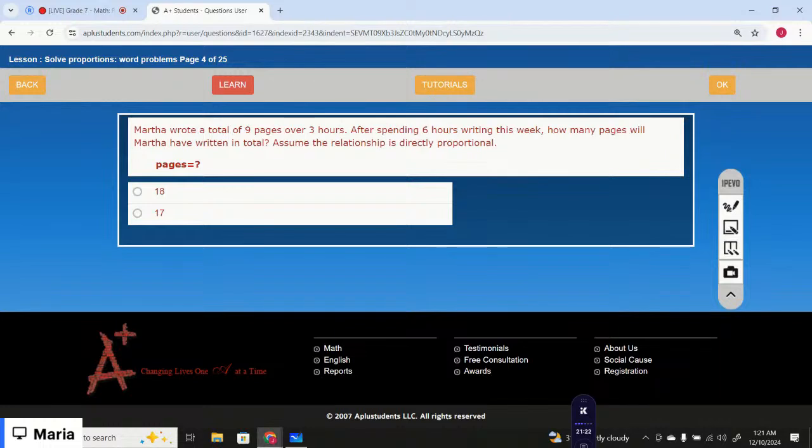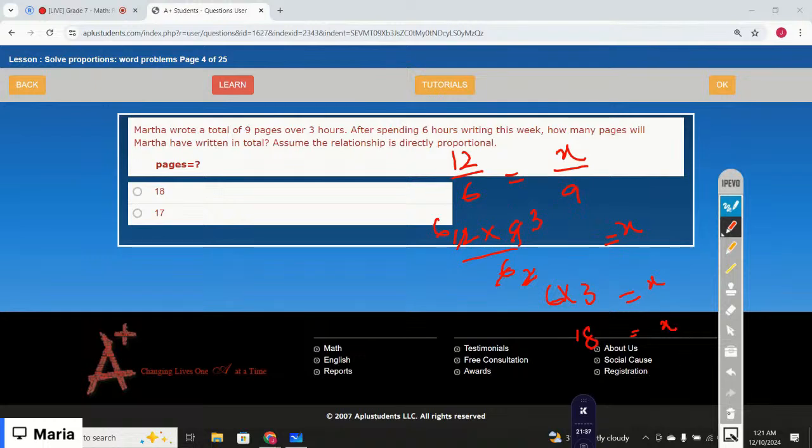Martha wrote a total of 9 pages over 3 hours. After spending 6 hours writing this week, how many pages will Martha have written in total? I think that's the one we did in the tutorial, isn't it? That is 9 pages over 3 hours. So how many pages after 6 hours?